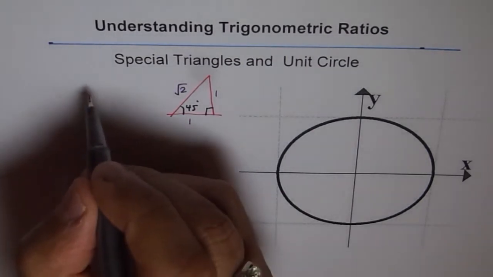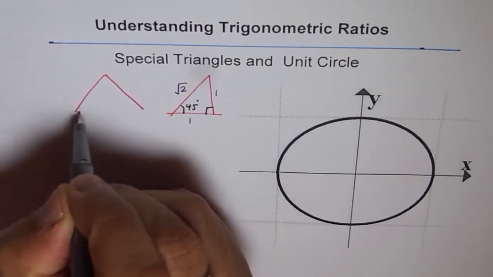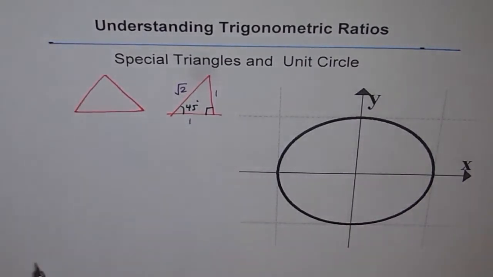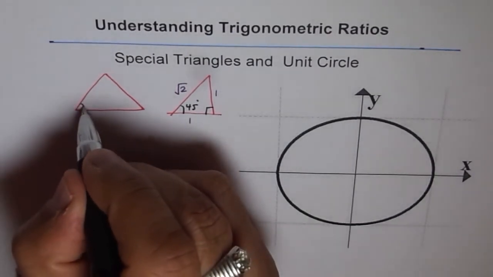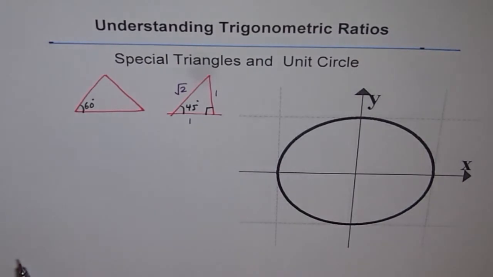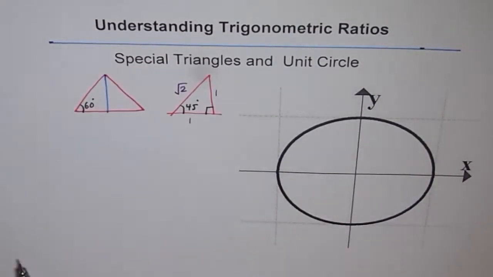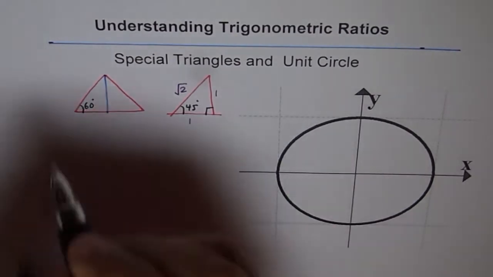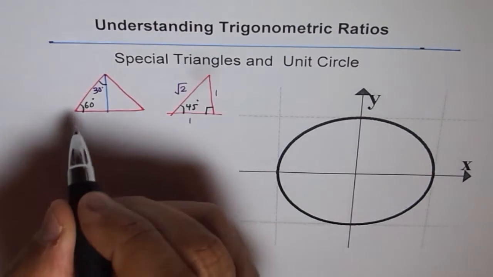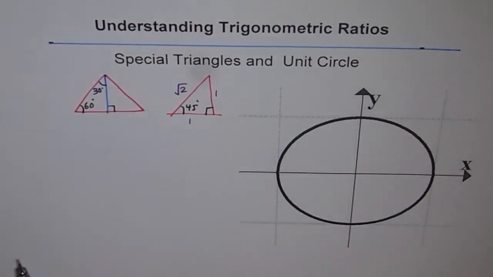The other one is an equilateral triangle cut in half. So that's the equilateral triangle, and when you have an equilateral triangle, all the angles are 60 degrees, correct? So you have 60 degrees here. Now if I cut it in half, then what happens? Then we also get 30 degrees. So this angle becomes 30 degrees. So we have 60, 30, and of course 90 degrees, the perpendicular.